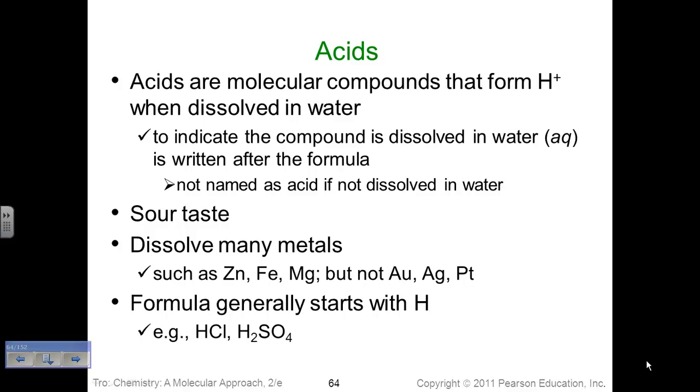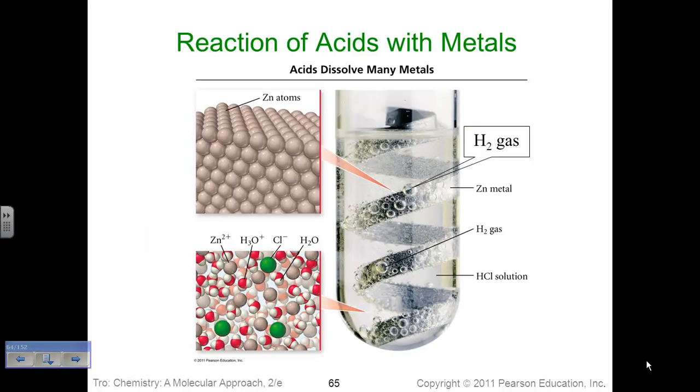Their formula, how do I tell if it's an acid? Their formula will always start with an H, the hydrogen ion. Now a lot of the rules apply here, thinking about the positive hooking to the negative to balance charges as we start to consider writing formulas of acids. So notice HCl and H2SO4 both start with an H. They'll be considered acids.